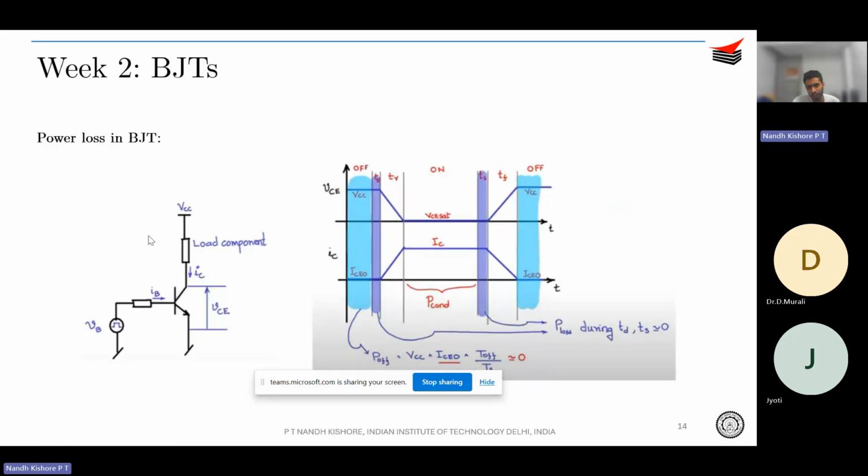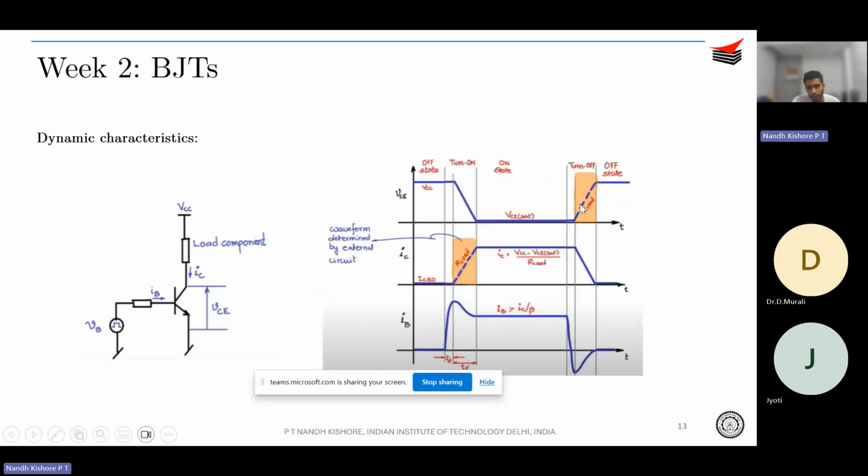Our focus is that during all of these regions there can be power losses, because power loss basically happens only because of an overlap between voltage and current. In this case, overlap between VCE and IC can cause power loss, because VCE into IC will be the power loss across the device.